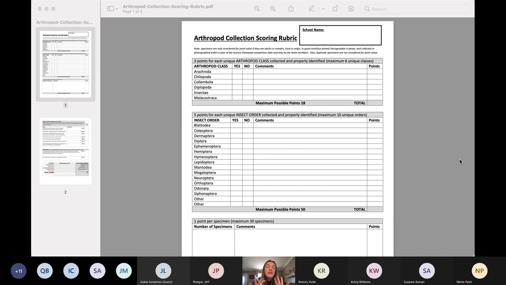I have seen beautiful bug boxes, and I have seen crazy, not-so-beautiful bug boxes score exactly the same. So how pretty it is really doesn't matter.